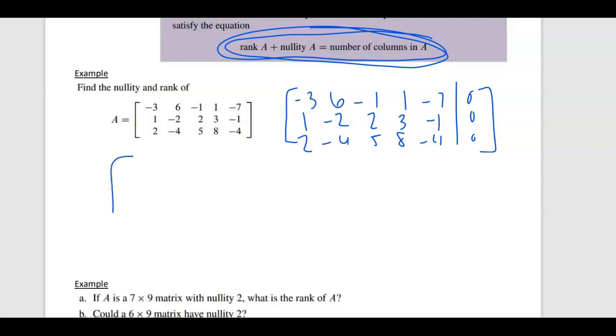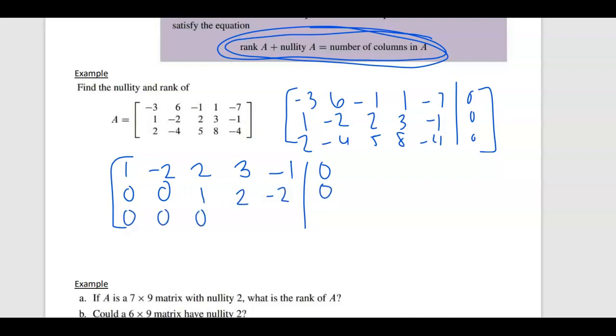Now, the reduced form, just to save us some time, the top row ends up being 1, -2, 2, 3, -1 with 0, and then 0, 0, 1, 2, -2, and 0. And then the last row ends up zeroing out.